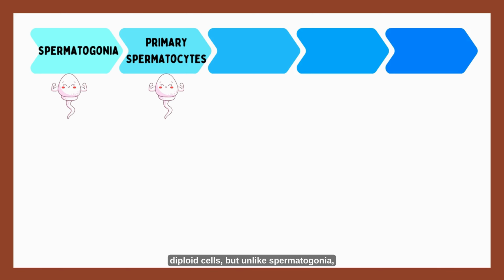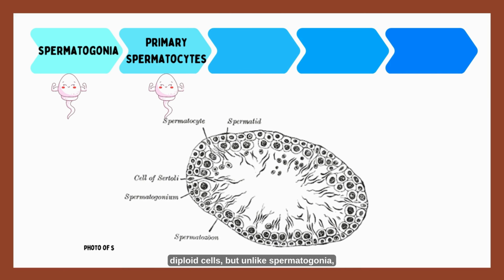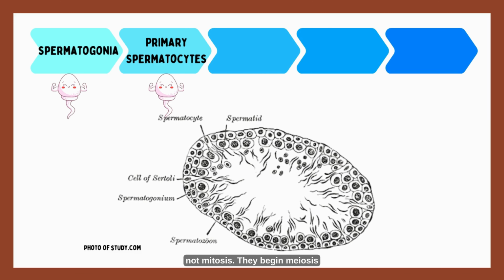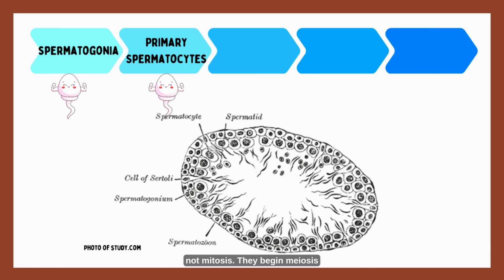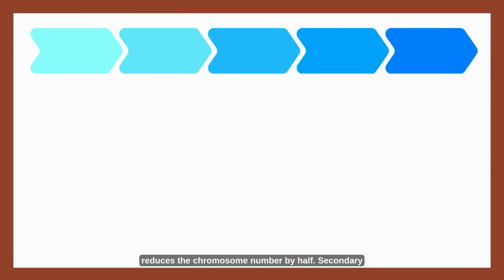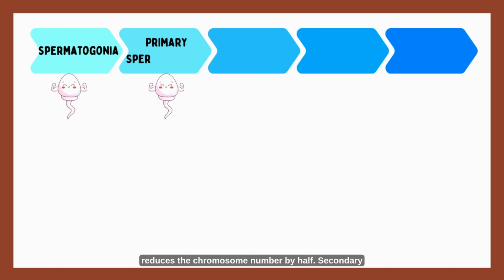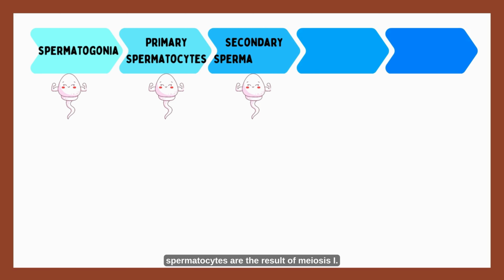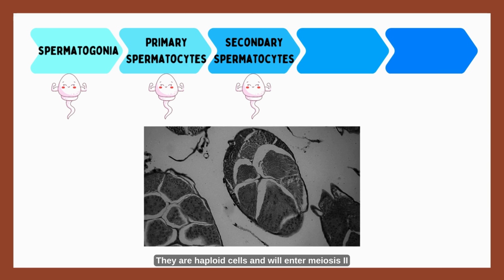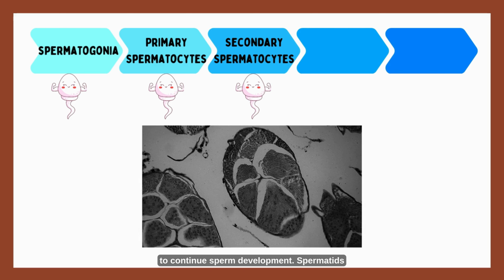After spermatogonia divide, some of them become primary spermatocytes. These are still diploid cells, but unlike spermatogonia, they are now preparing to divide by meiosis, not mitosis. They begin meiosis I, the special type of cell division that reduces the chromosome number by half. Secondary spermatocytes are the result of meiosis I. They are haploid cells and will enter meiosis II to continue sperm development.